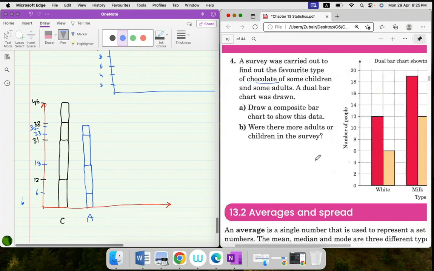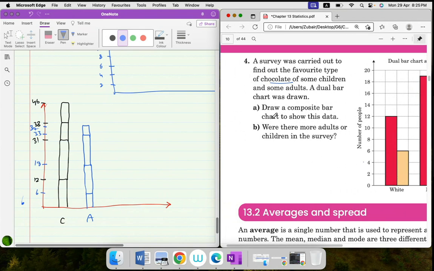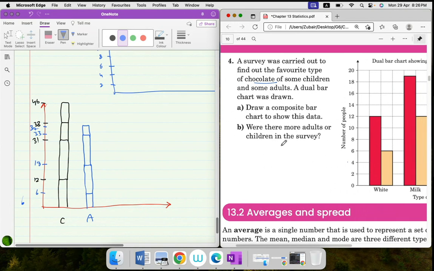Now let's see what the questions are. Draw the composite bar chart, done. Were there more adults or children in the survey? Children, yes, more children. Children were 46 and adults were 37.